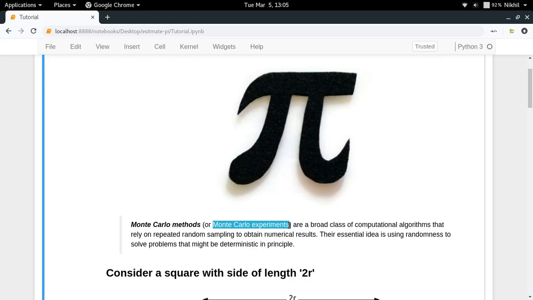Random sampling means that you repeatedly pick some samples from any given population and then you analyze them in order to get some result. That is what repeated random sampling is. The basic idea behind Monte Carlo experiments is that you use the concept of randomness, or probability, to solve problems which might be deterministic in principle. For example, the value of pi is deterministic. We know that it is a constant, but we will be using the concept of probability to find the value of pi by doing some repeated random sampling. And how is that going to happen? Let's see.